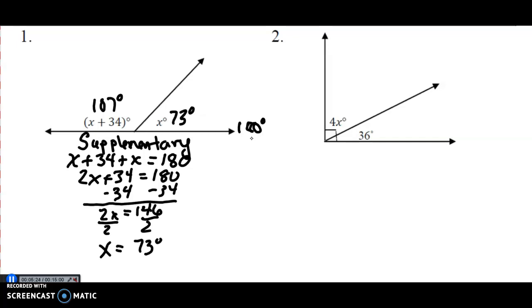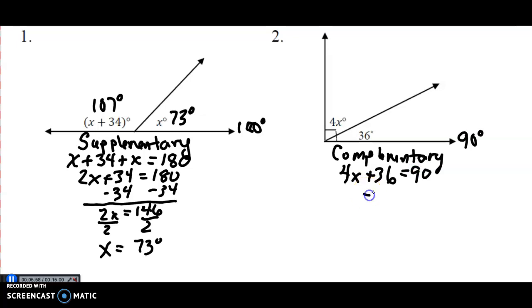For number 2, we look at this one and we see that it creates a right angle. We know that right angles are equal to 90 degrees, and 2 or more angles that equal 90 degrees are complementary. Alright, so using that information, we're going to write our equation. 4x for the first angle plus 36 for the second angle is equal to 90 degrees.